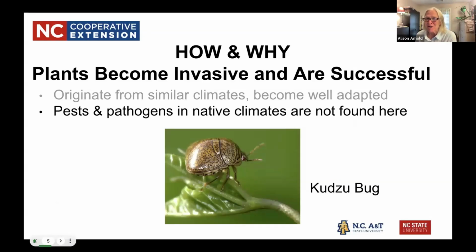I have a picture of the kudzu bug, which does control kudzu in its native habitat. It is found in our area, and it's actually a pest on soybeans and other legumes. So that's a double whammy for that. And it doesn't really help us with kudzu control.